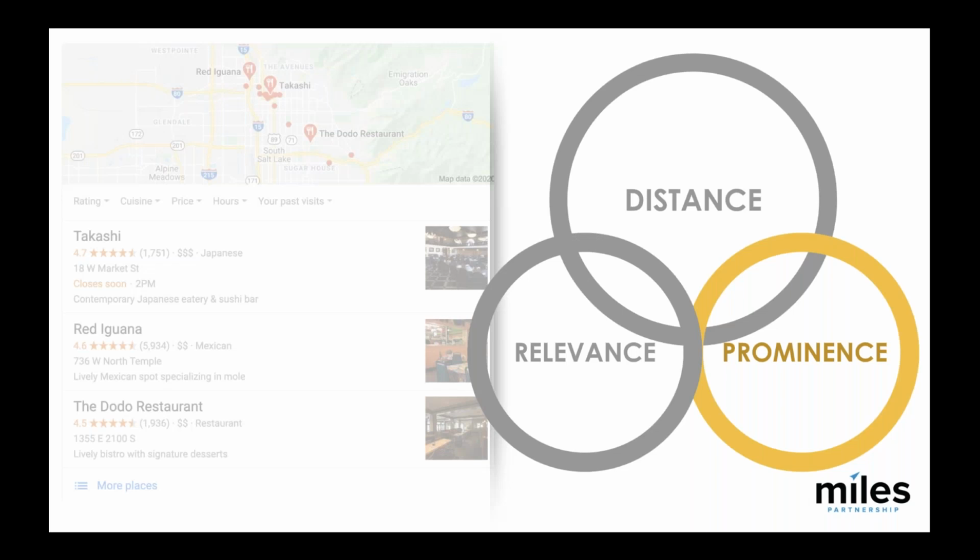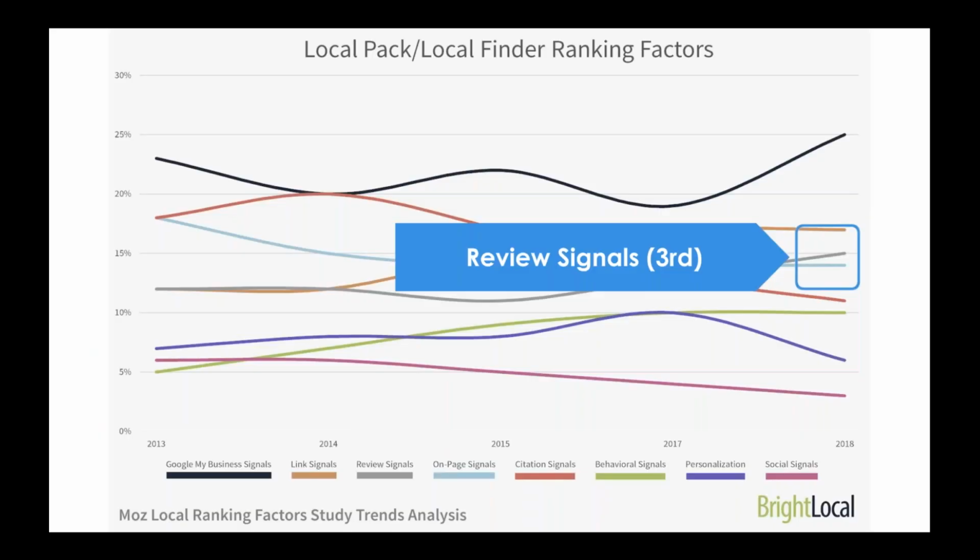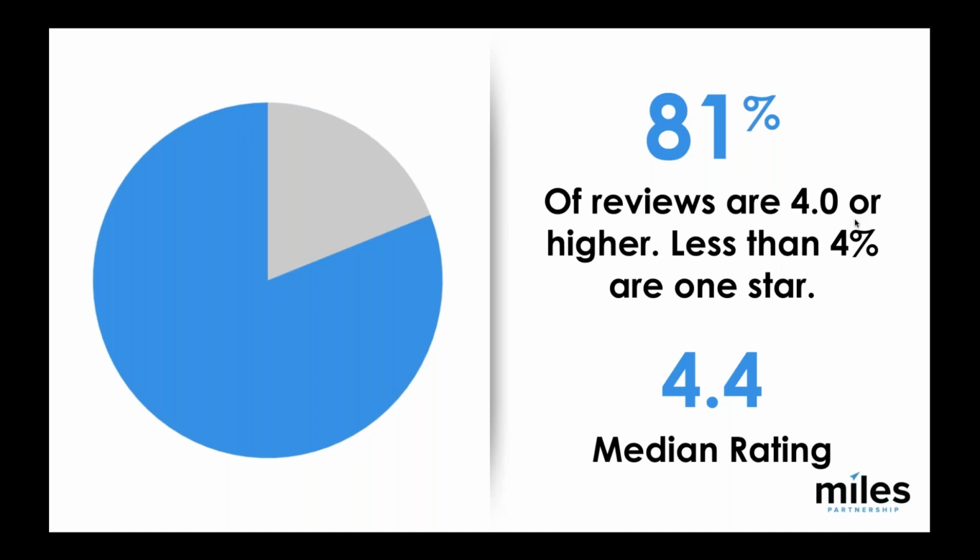So this comes into play with that prominence factor that we didn't dive into yesterday. Prominence, again, is that idea of what your business is known for. We showed one of the ranking factors yesterday: the first ranking factor for ending up in that local pack is Google My Business signals. It's this black line here. But the third ranking factor is going to be review signals. So it obviously plays a major role in how and where your business profile shows up inside of Google.